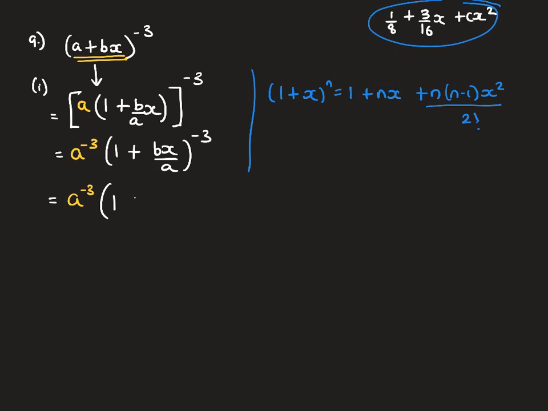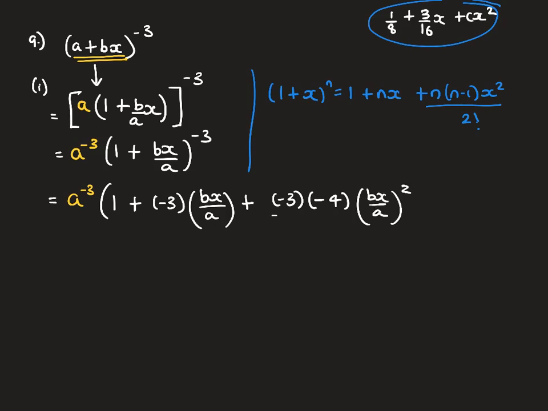So that's 1 plus n, which is -3, multiplied by x, which is bx over a, plus n minus 1, multiplied by bx over a all squared, all over 2 factorial. Now let's simplify, and then afterwards we'll multiply everything by a to the -1/3. So this is 1 minus 3bx over a, and then we end up with plus 6.